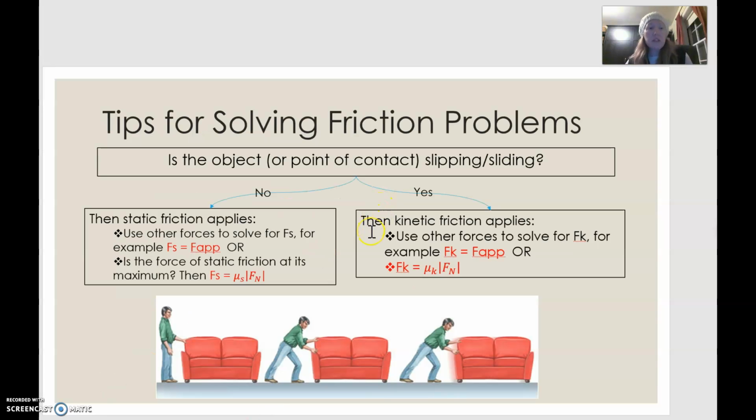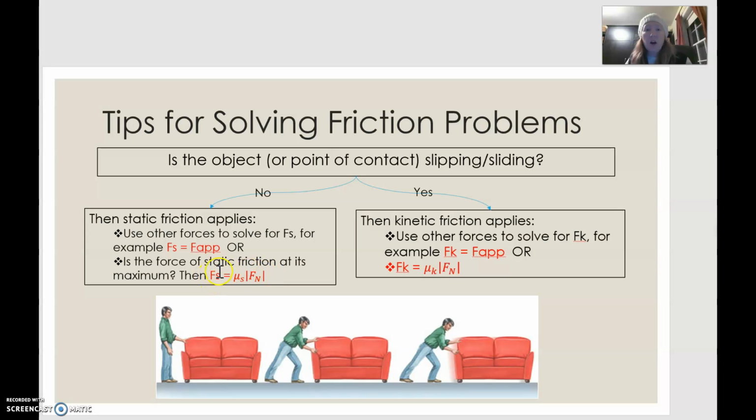So when we talk about solving friction problems, I have a couple of examples for you to watch. But the key question to ask yourself is, is this object, or when we get to rotating wheels, is it slipping or sliding? If the answer is no, then static friction applies. So then the tactic is, you can look at the free body diagram and use some other forces on the free body diagram to solve for the force of friction.